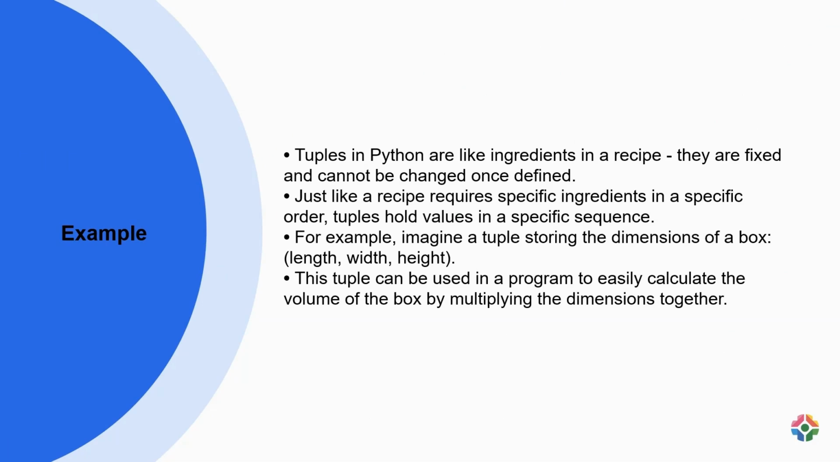Tuples in Python are like ingredients in a recipe. They are fixed and cannot be changed once defined. Just like a recipe requires specific ingredients in a specific order, tuples hold values in a specific sequence. For example, imagine a tuple storing the dimensions of a box: length, width, height. This tuple can be used in a program to easily calculate the volume of the box by multiplying the dimensions together.